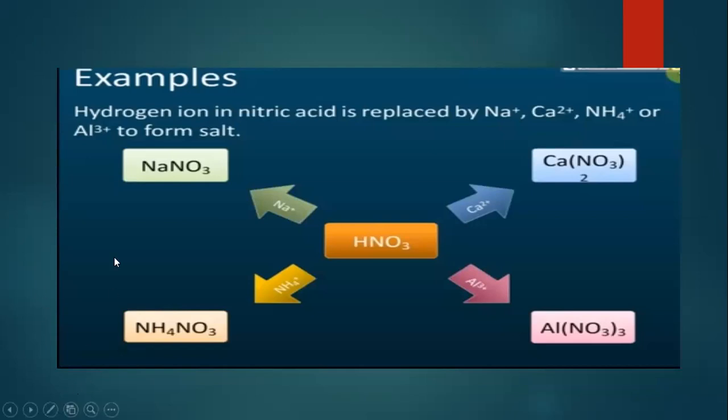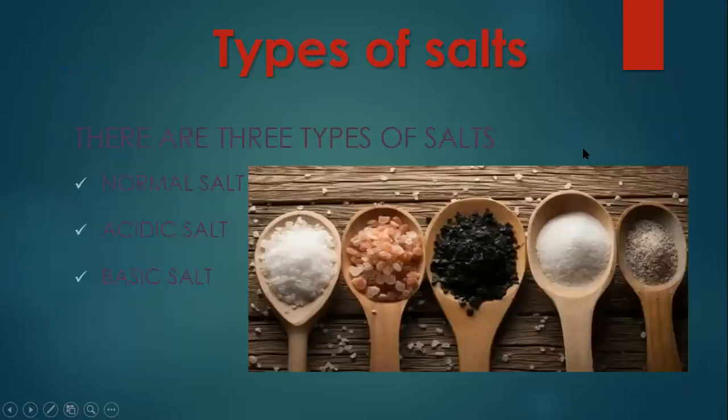This is nitric acid. In this, the hydrogen ion can be replaced by a metal ion, that is sodium, and the product is sodium nitrate. Ammonium ion replaces this hydrogen to form ammonium nitrate, which is a salt. In the same way, aluminium replaces hydrogen ion from the acid to give you a salt named aluminium nitrate. Calcium ions replace this hydrogen and form calcium nitrate, which is a salt.